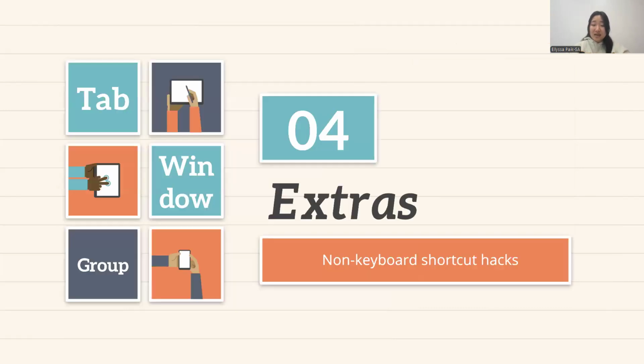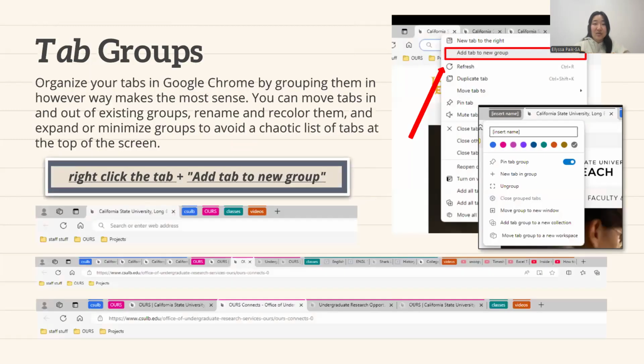And then some extra hacks that I think would still be helpful that don't have to do with shortcuts. This is from a newer update on Google Chrome. If you use Google Chrome and you're on a newer update, there is a way to organize your tabs by making tab groups. You're going to right click on a tab, and then in the picture in the top right, there'll be a pop-up that says Add Tab to New Group. You're going to press that.